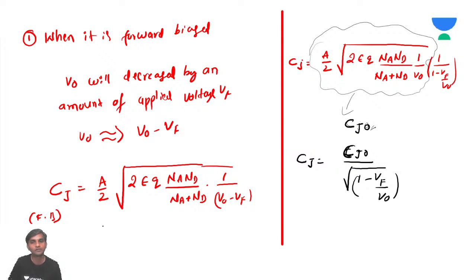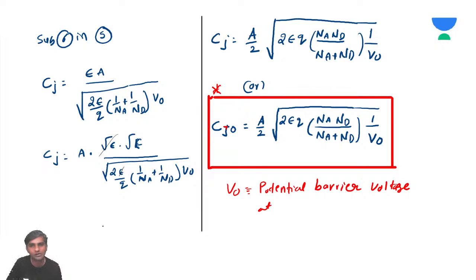So Cj for forward bias is going to be Cj naught by 1 minus Vf by V naught. So here, how do we take the 2 inside the square root? Are you talking about this? It's very simple. I'll write it here. I'm just trying to write A by 2 into 2 by square root 2 epsilon.